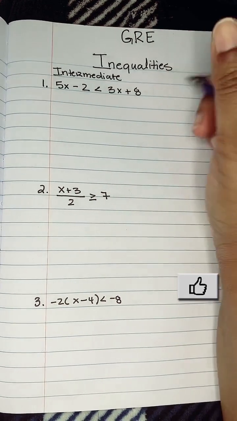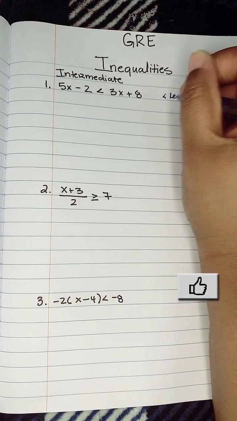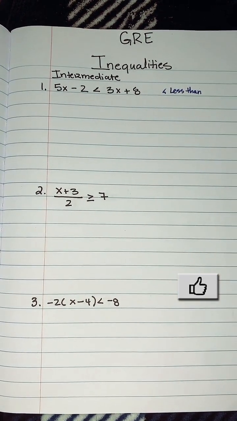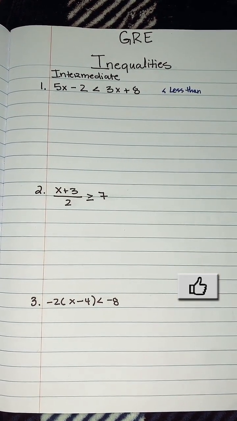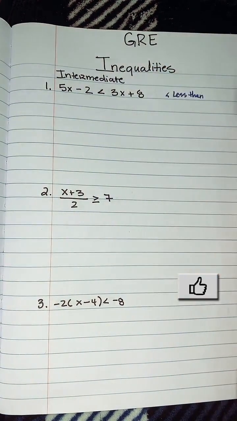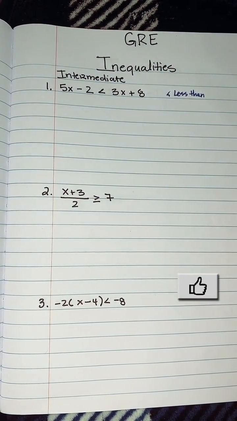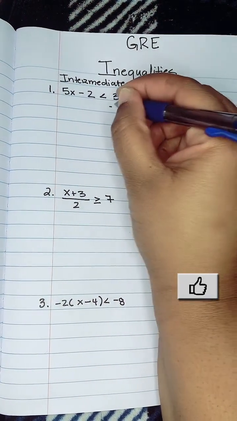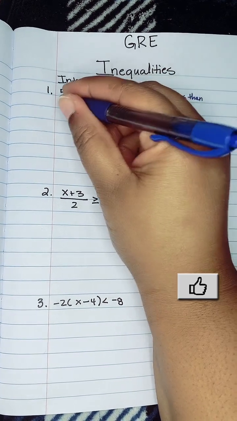This is the less than sign. So this is less than. And then what we want to do is solve for x. We want to get x by itself. In inequalities, I always say get your x to the left side. So this x is not on the left side, so we want to move it by minusing 3x from both sides.